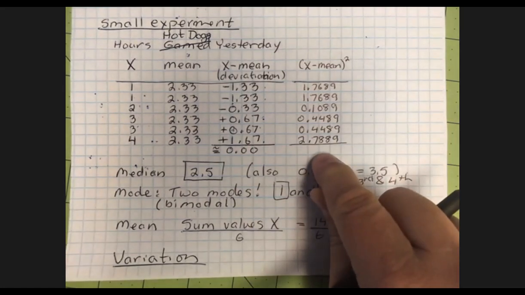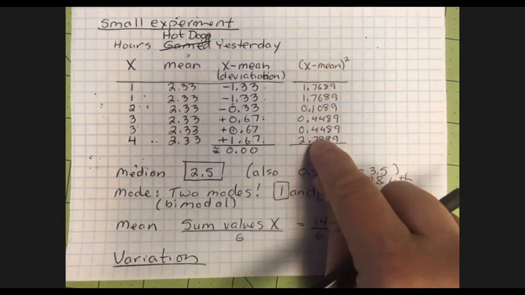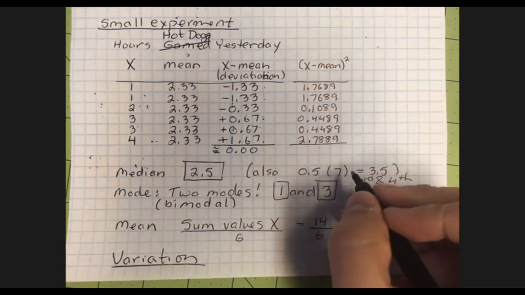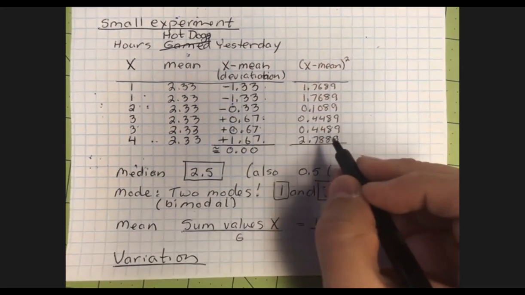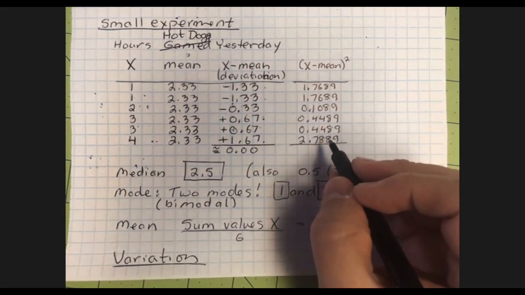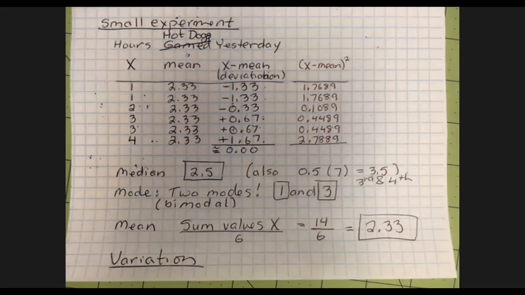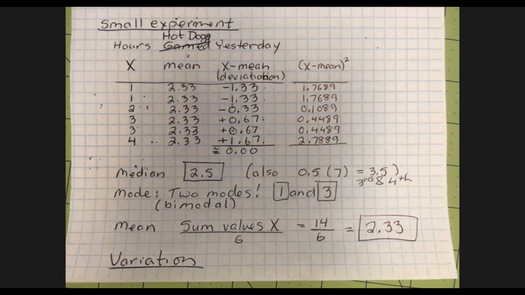Now, let's add up all these squares of differences. And that has a special name, but first let me add it up, and then I'll tell you what the name is. I'm gonna add this up on my calculator again, but I'm not gonna show you that. I have two of those 1.769s. Then I have 0.1089. But we will do this on the calculator in a second.